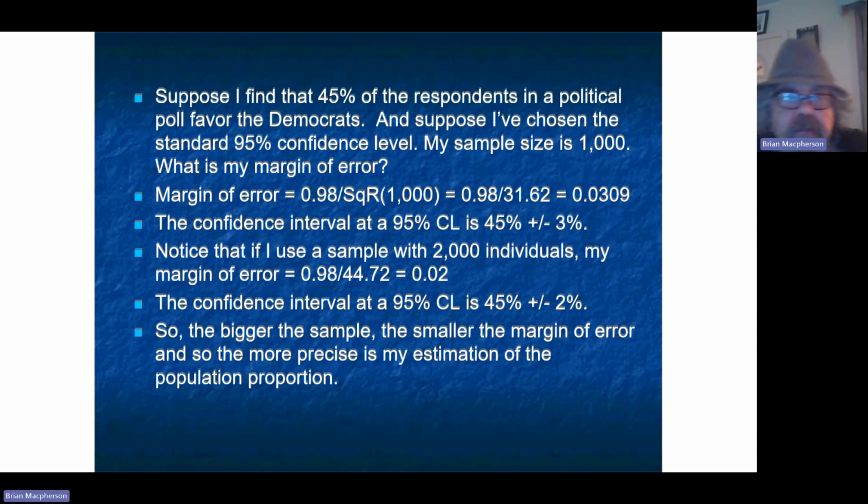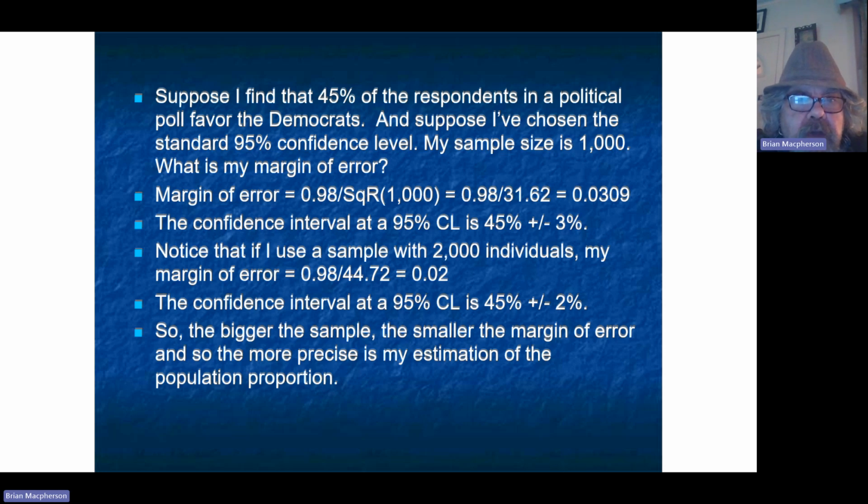Now, here's an example. Suppose I do a survey and I find that 45% of the respondents in a political poll favor the Democrats. Suppose I've chosen the standard 95% confidence level. My sample size is, let's say, 1,000. So what is my margin of error? Using that formula I gave you in the previous slide, it's 0.98 over the square root of 1,000. And the margin of error is 0.0309, in other words, 3%, right?